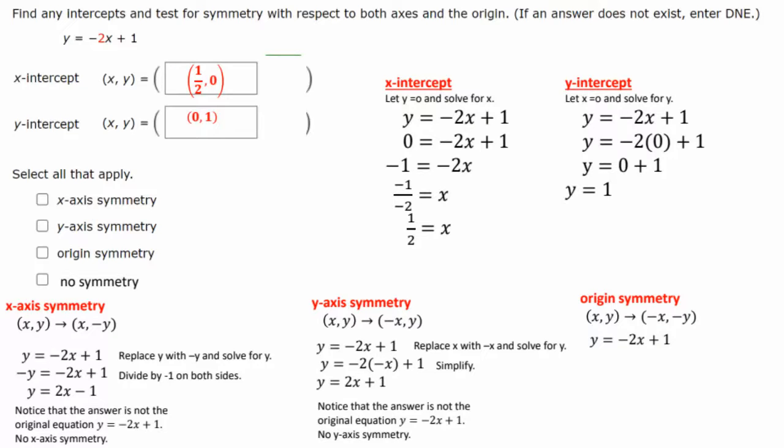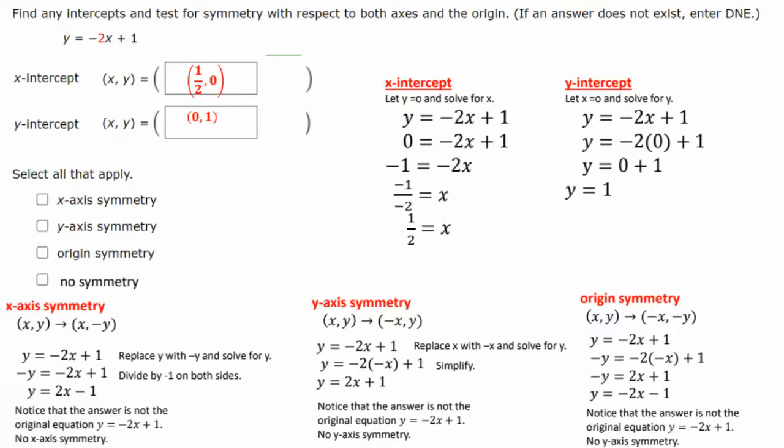And then to check for origin symmetry, if we change the sign of the x and the y and we still have the same equation, then it would have origin symmetry. So let's test for origin symmetry. Let's replace the x and the y with a negative symbol. When we solve for y, we have y is equal to minus 2x minus 1. Even though we come close, these two equations are not identical. The original equation has a y-intercept at 1, and this new equation has a y-intercept at negative 1, right? So our c value changed. Hence, this equation does not have x, y, or origin symmetry.